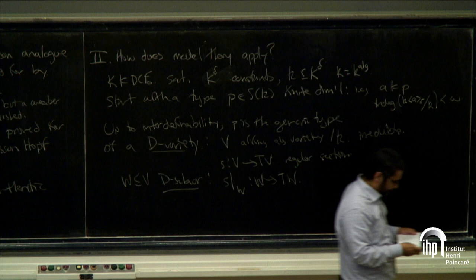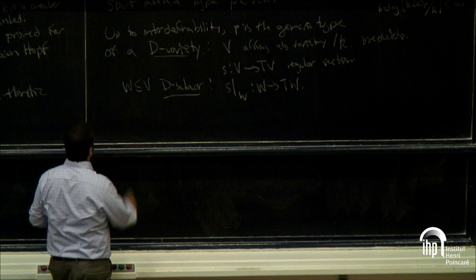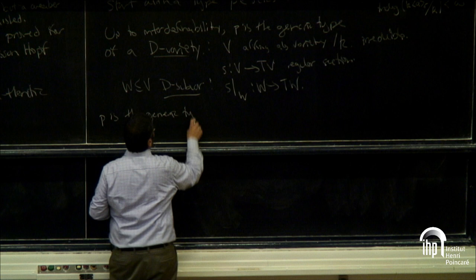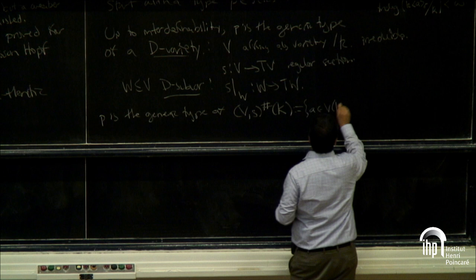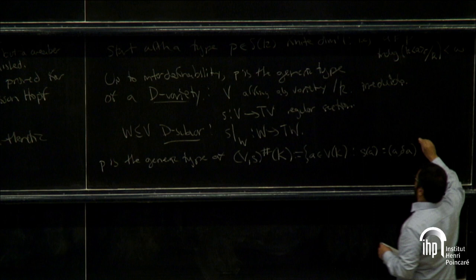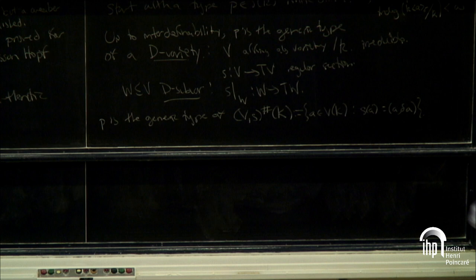So what's the connection between p and this D-variety? p is the generic type of what I'll call (V,s)^♯(K). K is my monster model here. So this is the set of all K-points of V where the section agrees with the differential section. So the derivative applied coordinate-wise is also a section to the tangent bundle, and you ask where they coincide. So this is a system of order 1 differential polynomial equations, saying that the derivative of a is equal to some polynomial in a. And this is a Kolchin closed set.